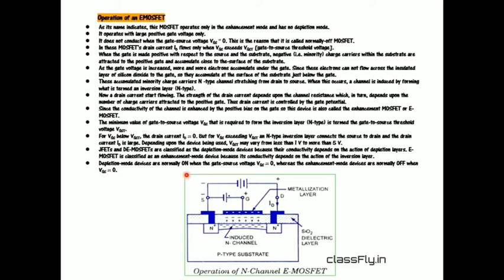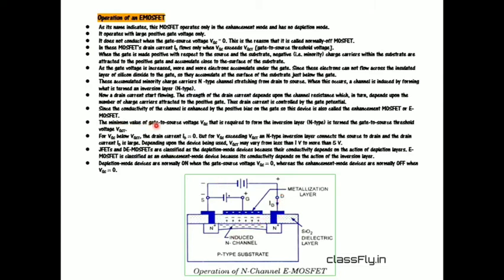So forget everything. The main concept is that whenever this induced channel gets formed, that means the positive gate starts accumulating these negative charge carriers. At that point of time, the drain current will flow, and this drain current depends on the gate potential. As long as it keeps accumulating, till that point of time, the drain current will keep flowing.